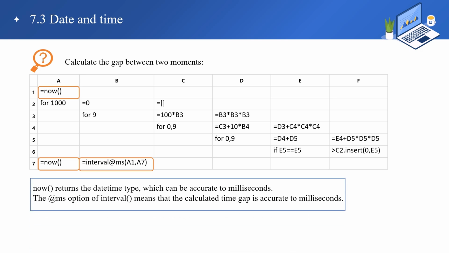The now function returns the datetime type, which can be accurate to milliseconds. The at ms option of interval function means that the calculated time gap is accurate to milliseconds. Because the program executes very fast, even if it is repeated 1000 times, if it is not accurate to milliseconds, we still cannot see the gap.